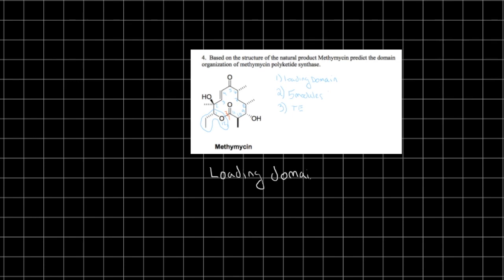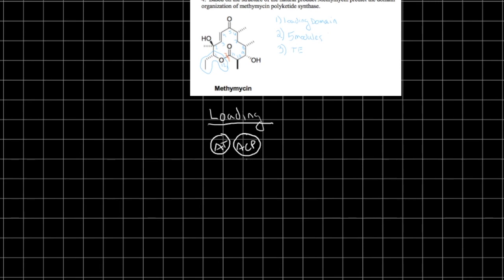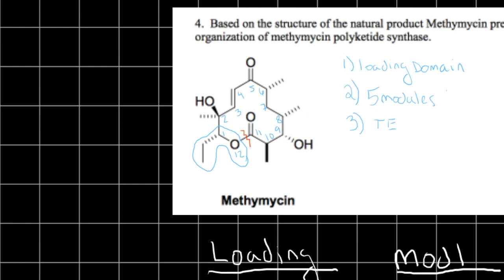Here I'm actually just going to say loading, save some space. All right, so we're going to have an AT, and then we're going to have our ACP. And this AT here is going to load this ACP with propionyl-CoA. All right, so we've taken care of that. So let's go ahead and write out module 1. This is our loading domain.